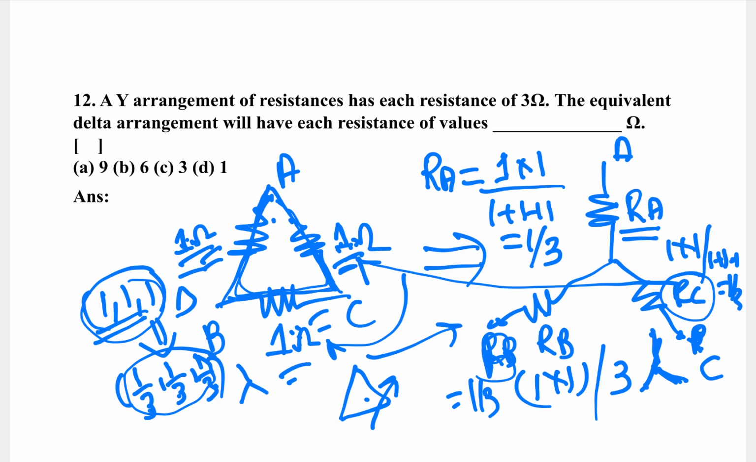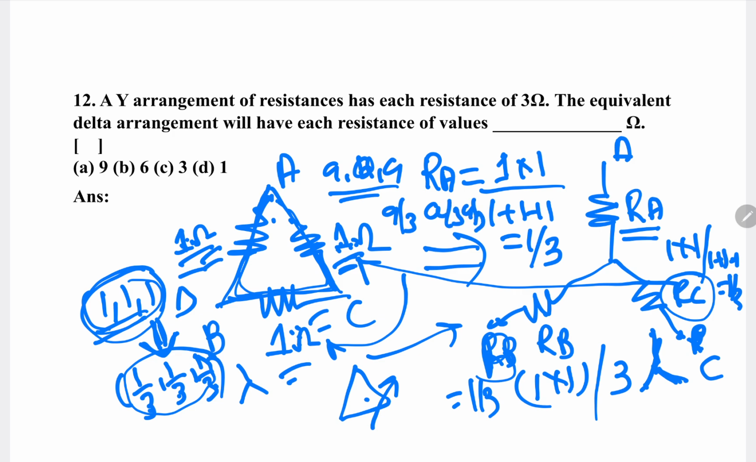So this is a brief introduction to star to delta and delta to star conversion. Remember, whenever equal resistors are connected in delta, they become one third when transforming into star. A, A, A in the delta network become A by 3, A by 3, A by 3 in the star network.